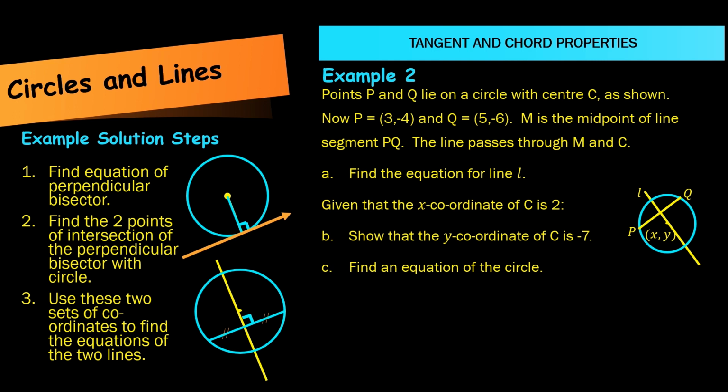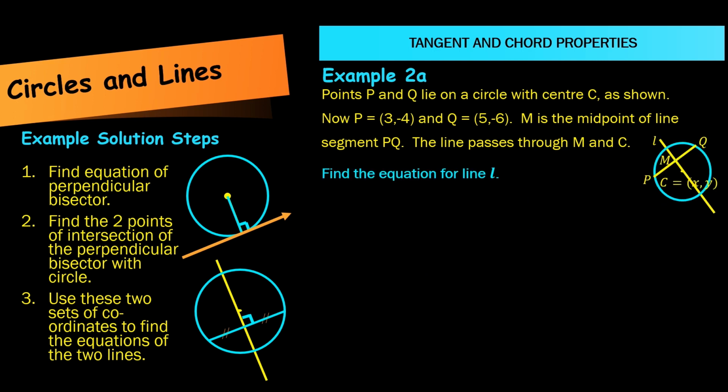Part A asks you to find the equation for line L. Given that the x-coordinate of C is 2, show that the y-coordinate of C is -7, this is part B, and find an equation of the circle for part C. Let's have a go at example 2A. Find the equation for the line L.